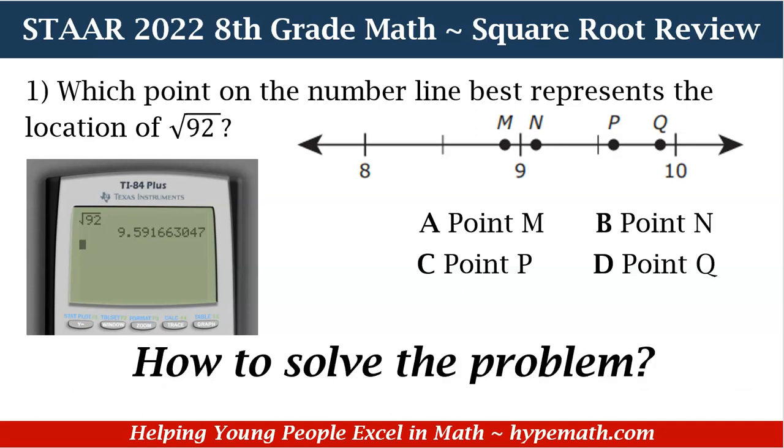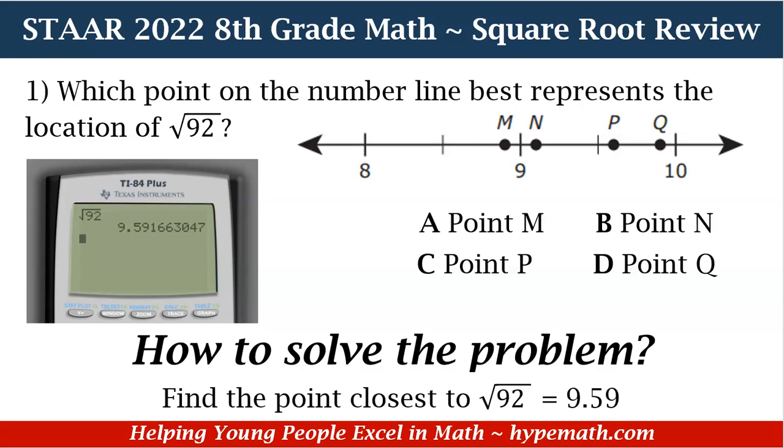So now we have the information that can help us find the answer. How are we going to solve the problem? The way that we're going to solve the problem is we need to plot our points and find the point that's closest to the square root of 92, or 9.59. The point that is closest to 9.59. So let's look at our answer choices again.